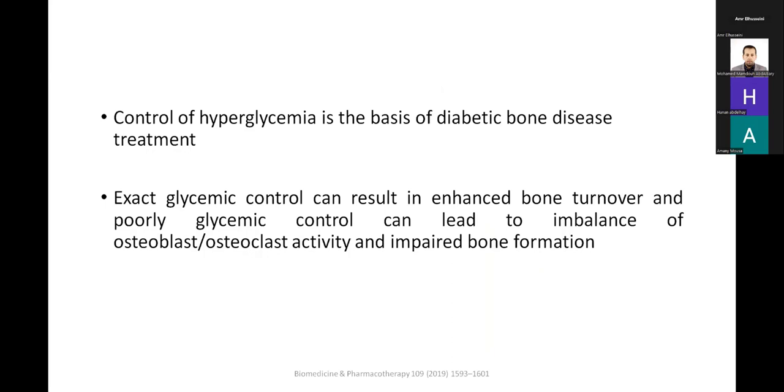As for other diabetic complications, control of hyperglycemia is the basis of control of this complication. Exact diabetic control can result in enhancement of bone turnover, and the reverse. If the patient is poorly controlled, the osteoclast and osteoblast activity will be imbalanced, and this impairs bone formation.